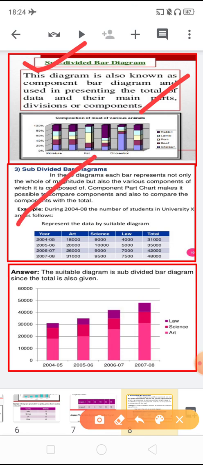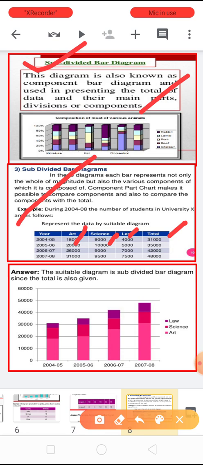For example, children, for the years 2000 to 2008, the number of students in university X is given. Like in the year 2004-5, the total number of students studying in the arts stream is 18,000. In the year 2004-5, the number of science students is 9,000. In law it is 4,000. And the total number of students studying in the year 2004-5 is 31,000. And so on.